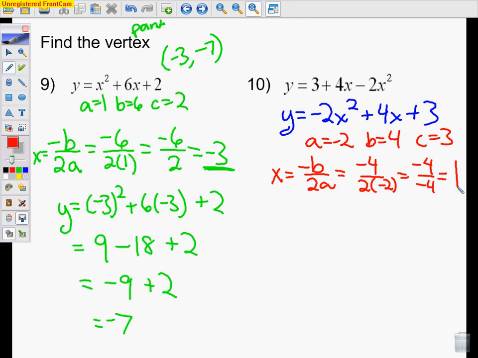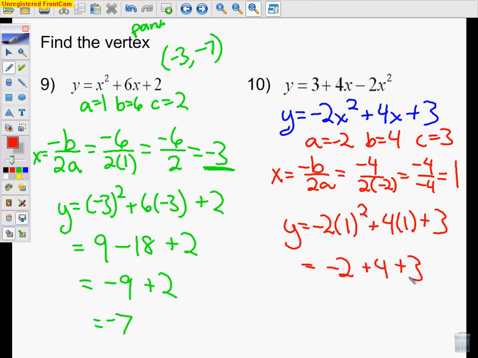You know what your x coordinate of the vertex is. Now you plug that in to get your y. It doesn't matter which one you plug these into because they're really the same thing. So I'm just going to plug it into our standard form. So y equals negative 2, x is going to be 1. So negative 2 times 1 squared plus 4 times 1 plus 3. 1 squared is 1. Negative 2 times 1 is negative 2. 4 times 1 is 4. And then I'll bring down that plus 3.